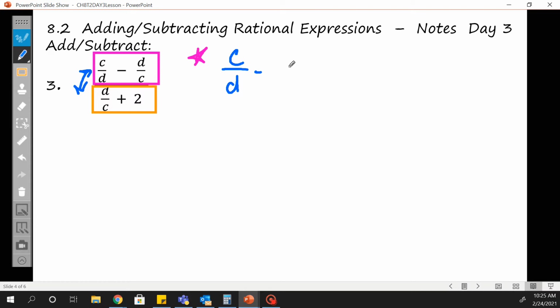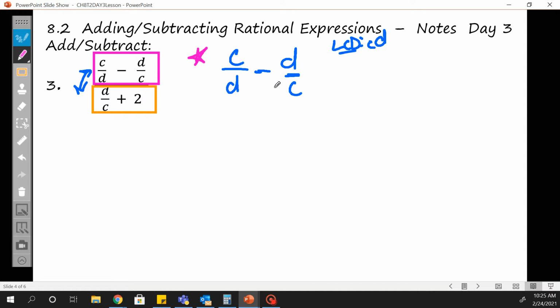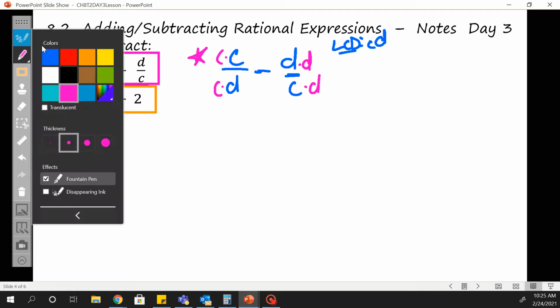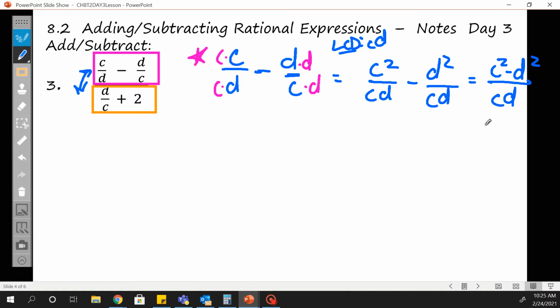C over d minus d over c has an LCD of cd, because they don't have any factors in common. So the factors that they don't have in common are c and d. We would multiply the first by c and the second by d. So we get c squared over cd minus d squared over cd. Combine that into a single fraction over cd, we get c squared minus d squared.